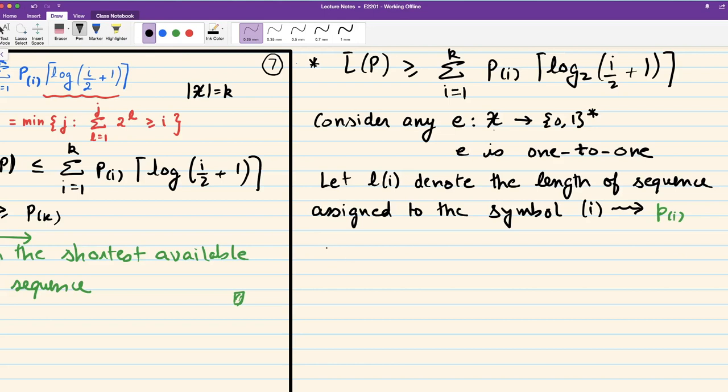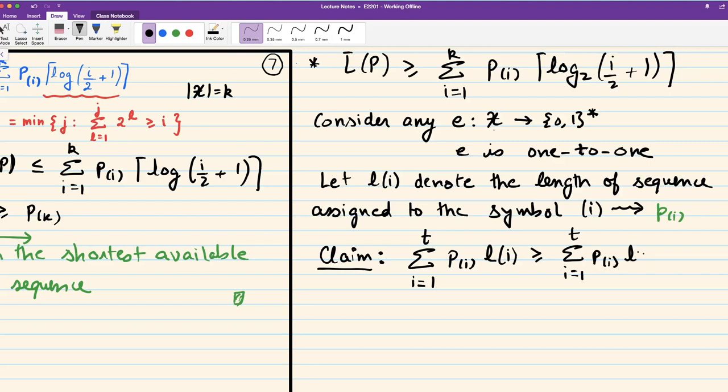So the claim is something we'll show. That's what I mean by a claim here. Claim: if you look at the first T symbols with highest probability, and look at the average length for these, this is greater than or equal to the summation over i equal to 1 to T of Pi times log of (i by 2, plus 1), for every T.